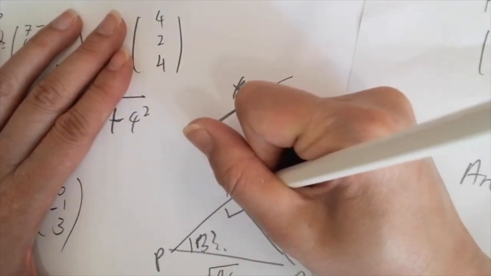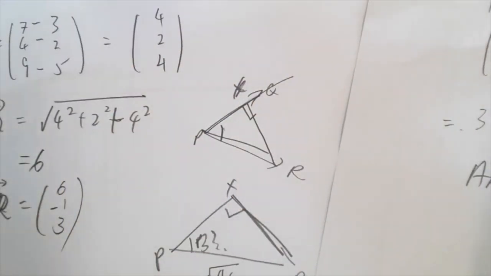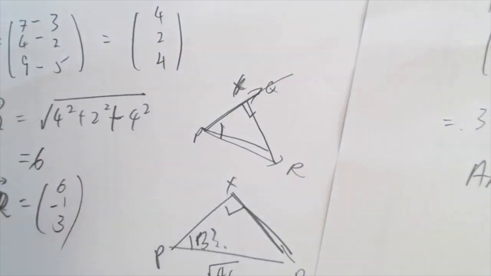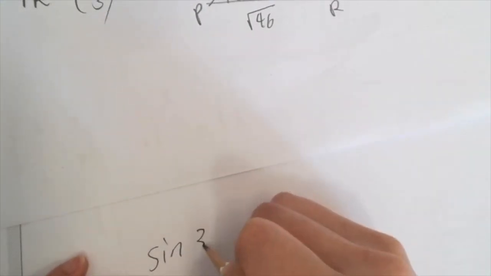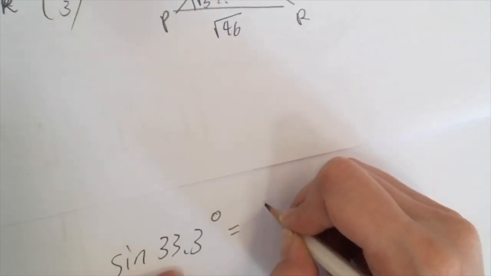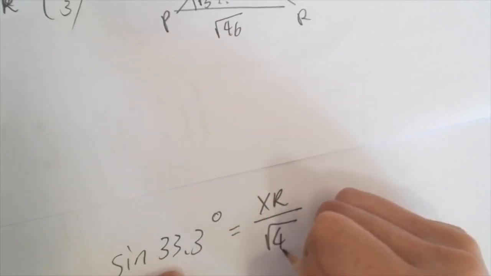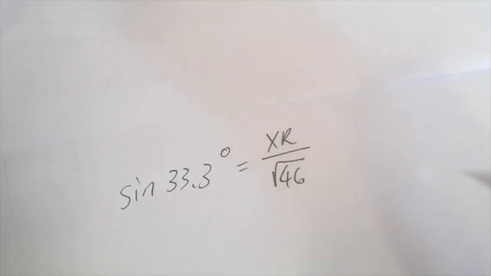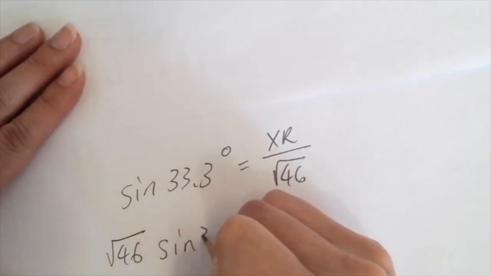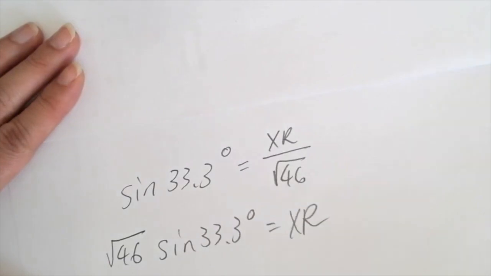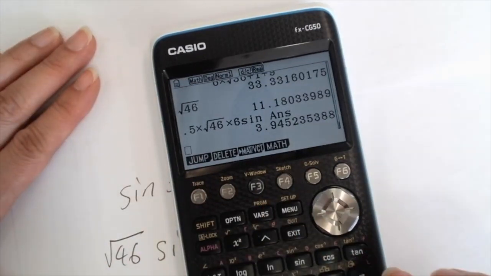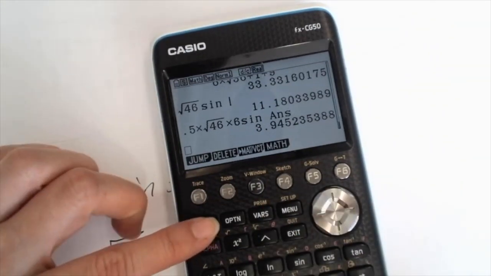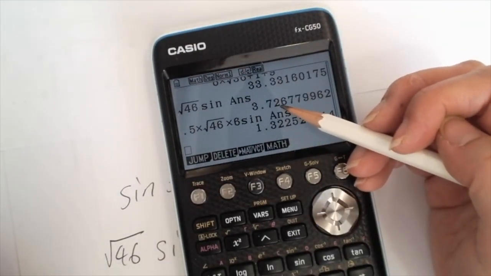Actually, you can use basic trigonometry, though that's always a horrible way to find the shortest distance in vectors, but this is a right angle triangle. I can use SOHCAHTOA. So based on this, sine 33.3 degrees equals XR over square root 46. Don't beat yourself up with those. We don't like math that much. So we have sine 33.3 degrees equals XR over root 46. Use our almighty calculator. I will move back up again because I need this answer. So I will have square root 46 times sine angle. Now I got 3.73 as the answer.